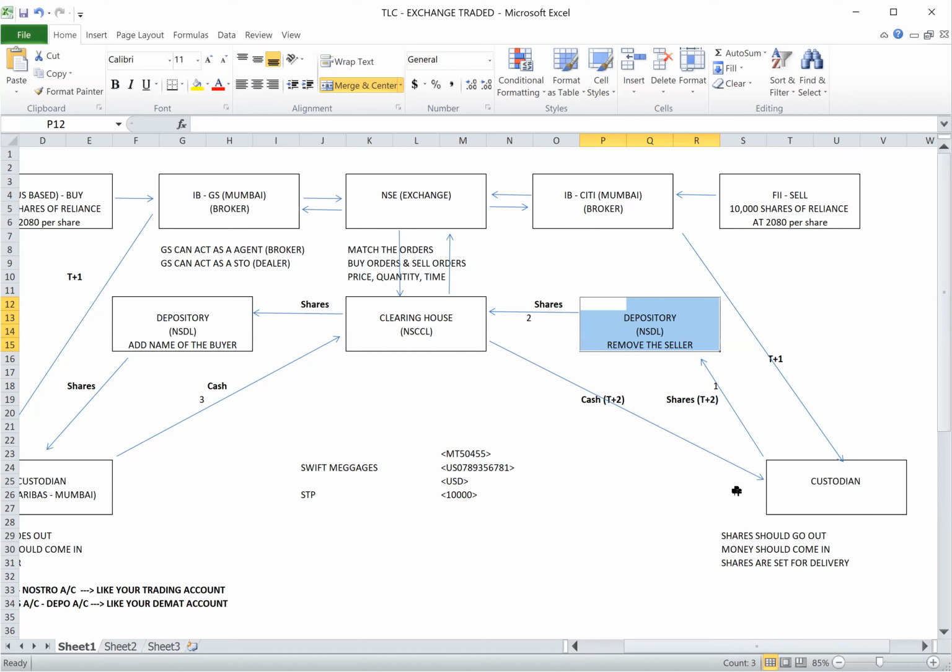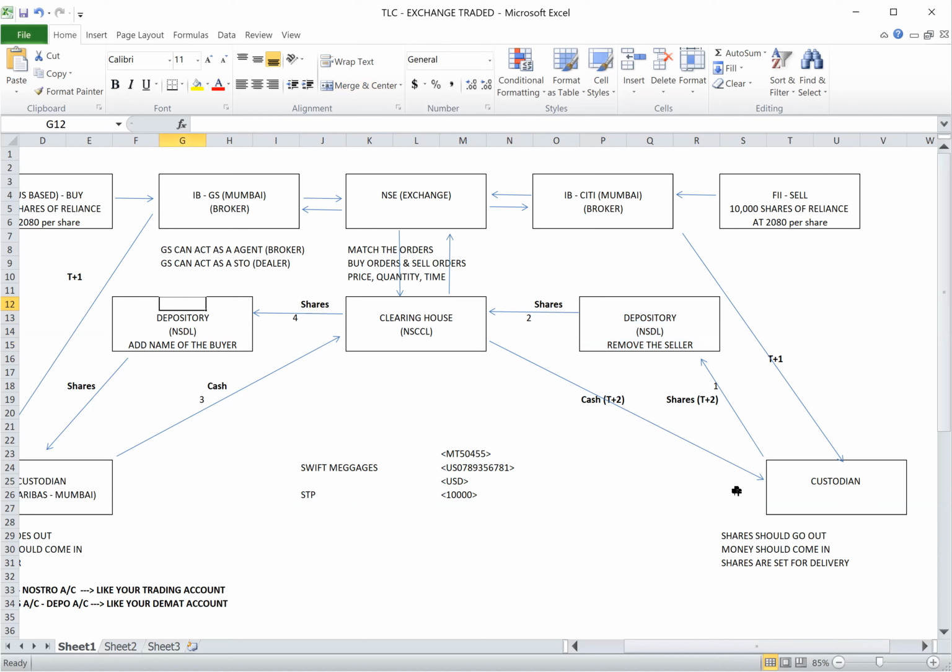So that's why the shares need to go through the depository, because the depository is changing the legal ownership of the shares. It would remove the name of the seller and add the name of the clearing house. So now, if you see carefully, the clearing house has both the shares from the seller and the cash from the buyer. Now what will happen? Clearing house would transfer the shares to the depository.